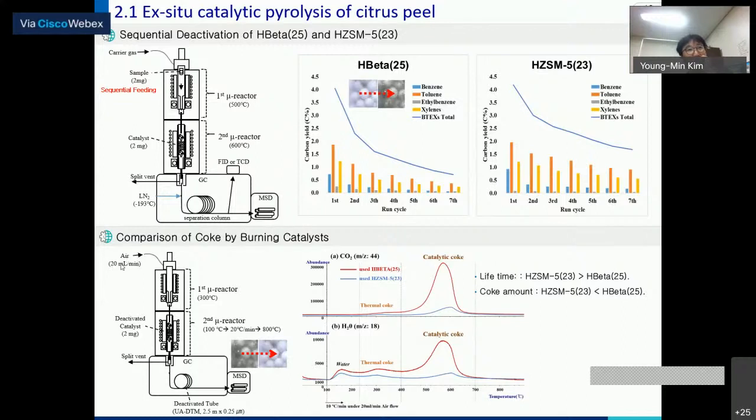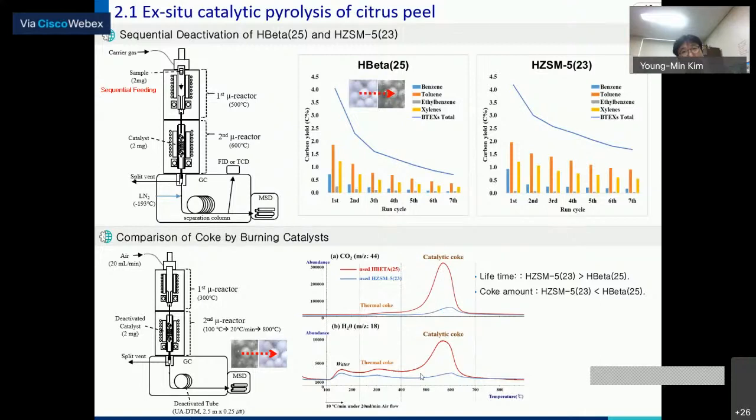In this case, we introduced air as the carrier gas. The carrier gas will be transported to the second reactor, where the used catalyst is loaded, and we heat the second reactor temperature from 100 Celsius degrees to 800 Celsius degrees at this heating rate. If the coke is incinerated, carbon dioxide and water are generated. So we can see the profile of CO2 production and water production.